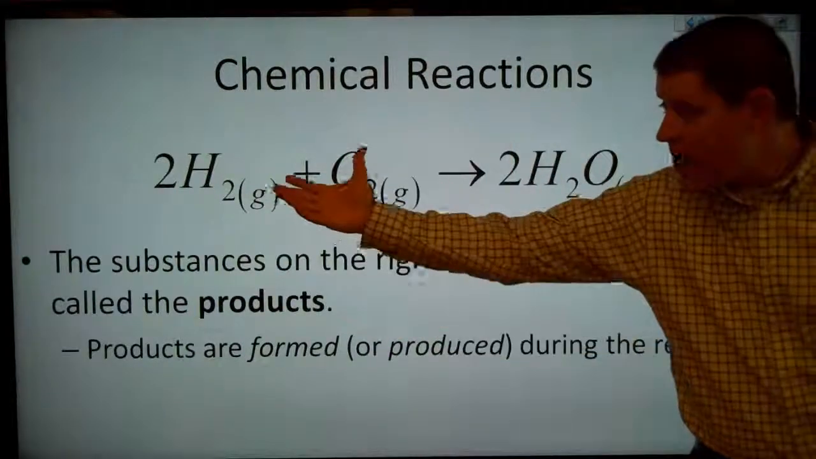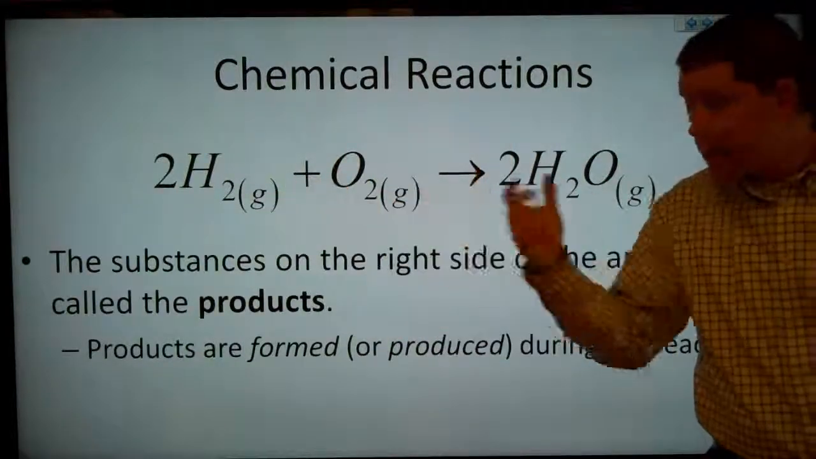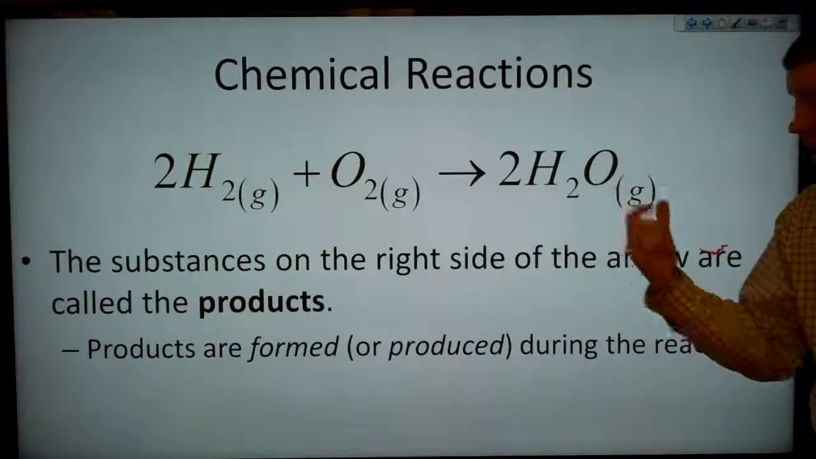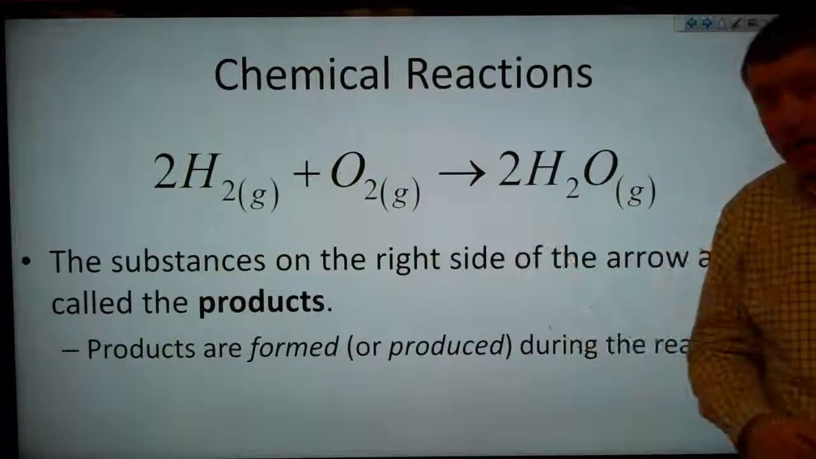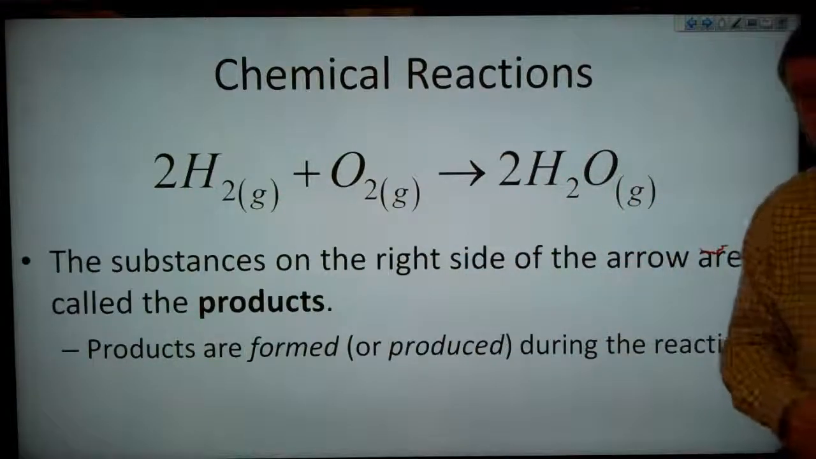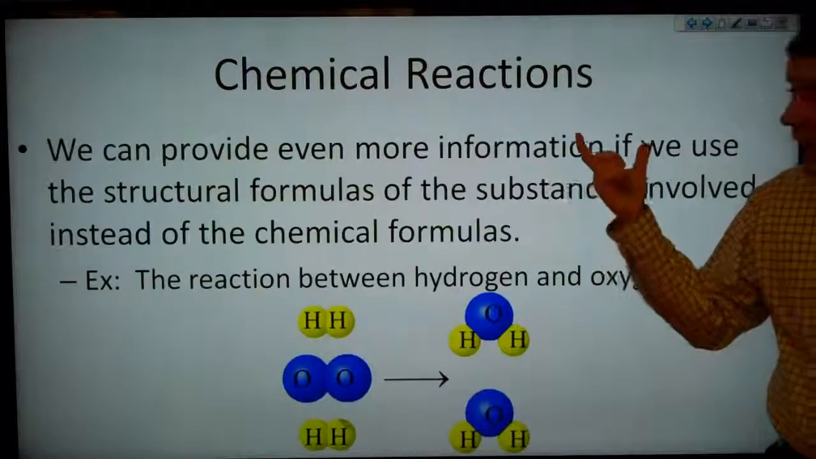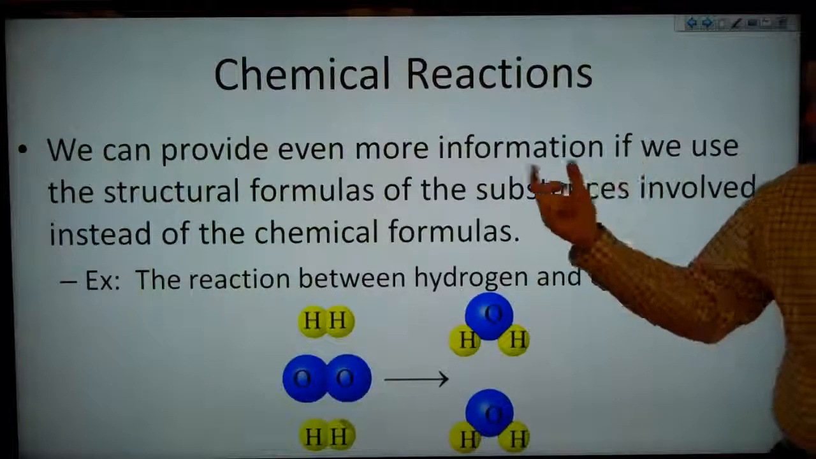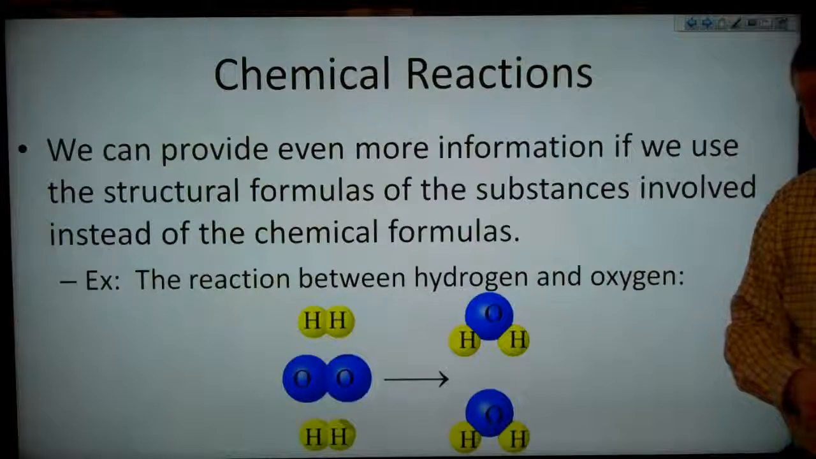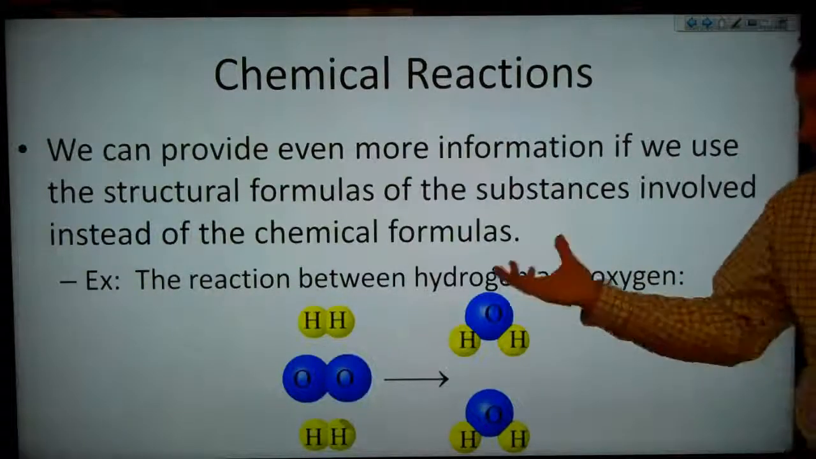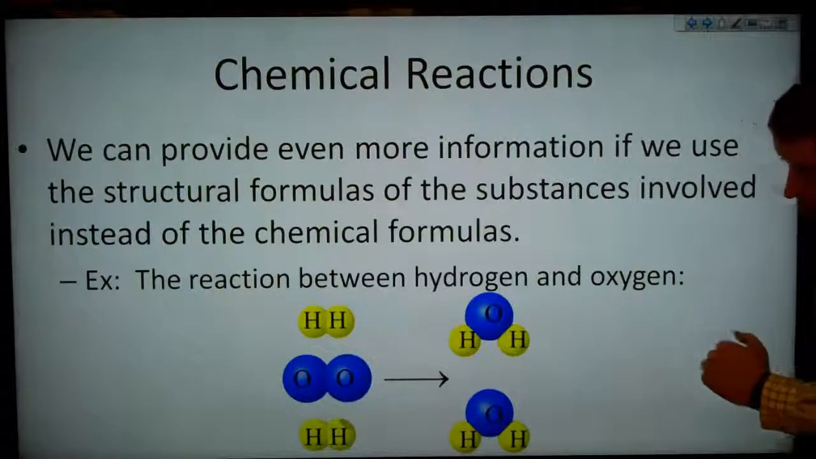So before the reaction, we have hydrogen gas and oxygen gas. After the reaction, we have water. And we've used up some or all of our hydrogen and oxygen. We've produced water that wasn't there before. So we can provide even more information if we use the structural formulas of the substances involved instead of the chemical formulas. For example, for the reaction between hydrogen and oxygen, we can have something like this.